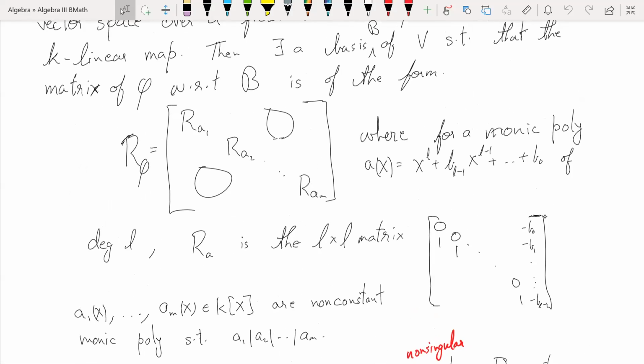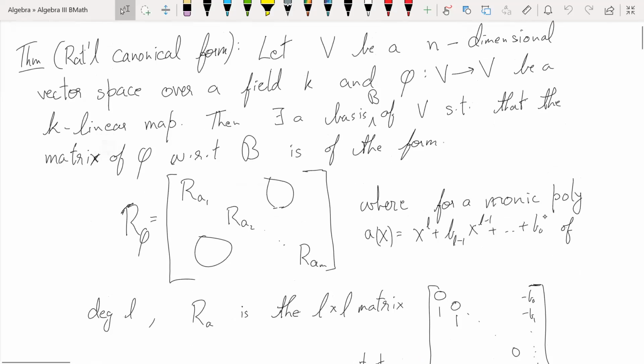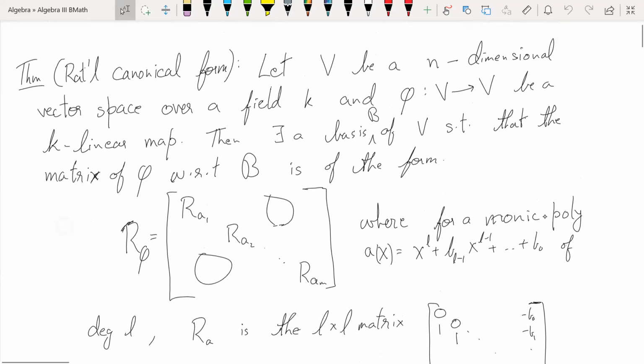One can try to find algorithms to cook up this rational canonical form, but those algorithms are a bit complicated and require computers. But for a smaller 3x3 matrix, for instance, or even up to 4x4, maybe one can do it by hand using some more trickery rather than this row operation and column operation.